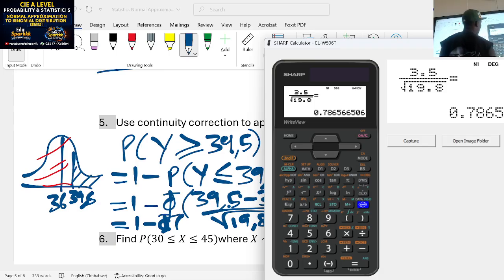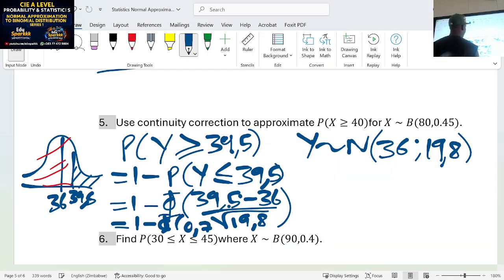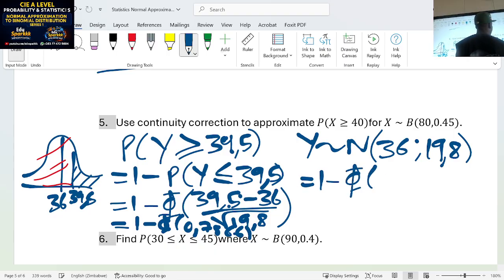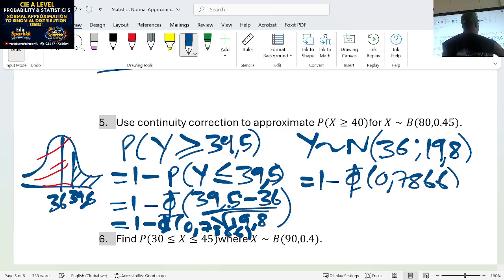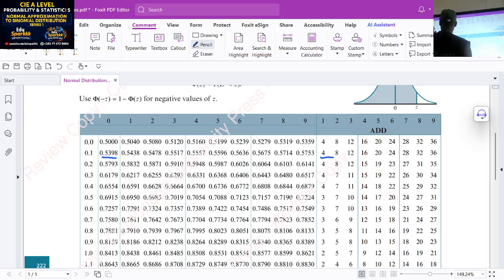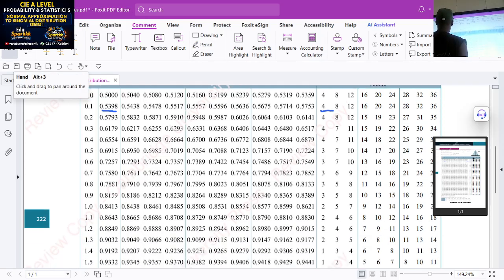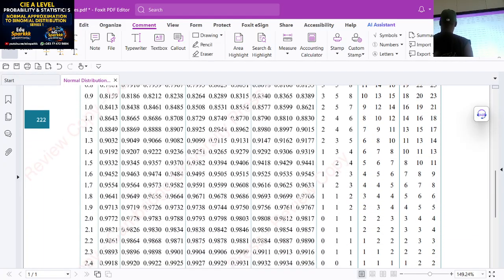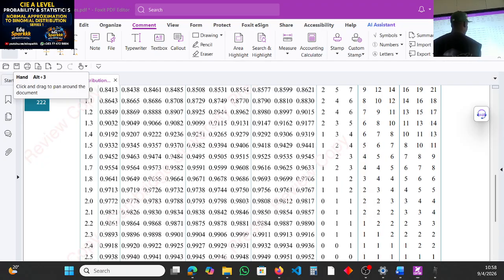Then I escape the root, I escape the equal sign. Let's check in decimal. It's going to be 0.7866. That's the phi that we are interested in. We are saying 1 minus phi of 0.7866. So let's check our tables to say, what do they give us? When I inspect, I want tables. So tables will be giving me, let's check, interested in phi of 0.7866.